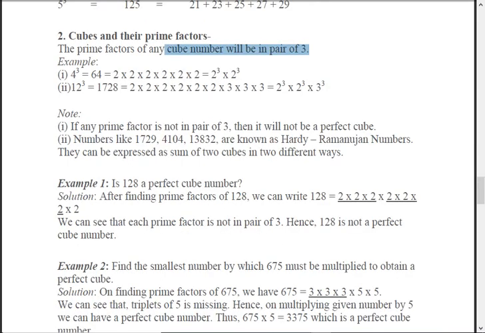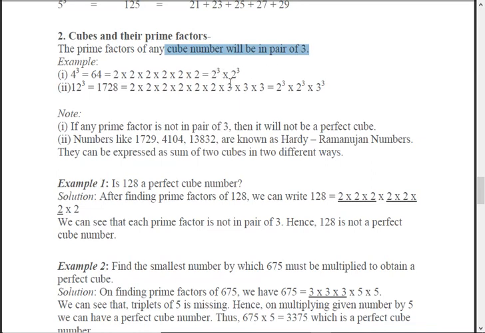Now cubes and their prime factors: any cube, any number you can say, and its prime factors. The prime factors of any cube will be in groups of 3. Means what? 4 cube is 64, so 2 into 2 into 2 into 2 into 2 into 2. So 2 cube into 2 cube, right? So 8 into 8. So it will be in groups of 3.